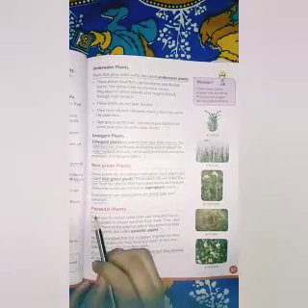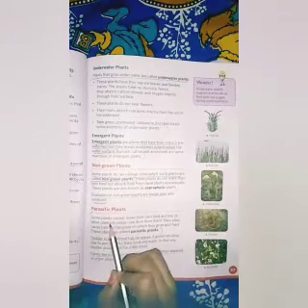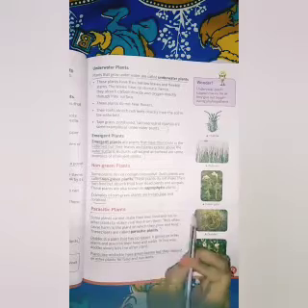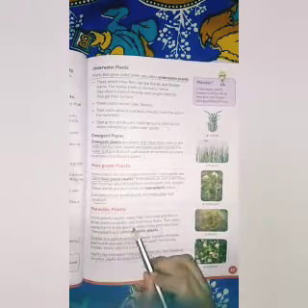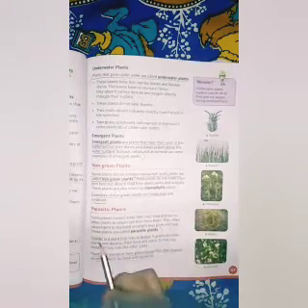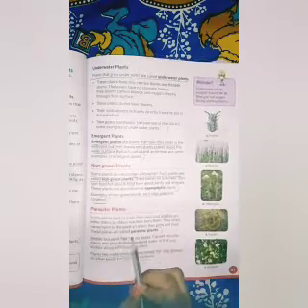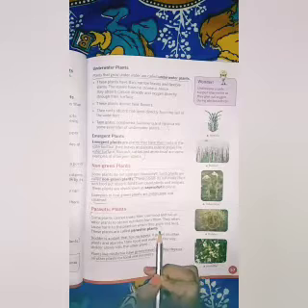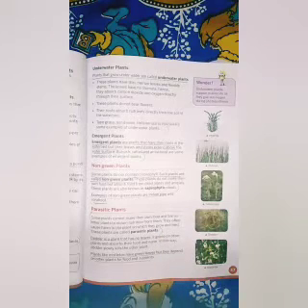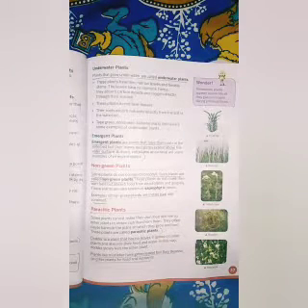Next one is parasitic plants. Some plants cannot make their own food and live on other plants to obtain nutrition from them. They often cause harm to the plant on which they grow and feed. These plants are called the parasitic plants. Parasitic plants also do not contain chlorophyll.